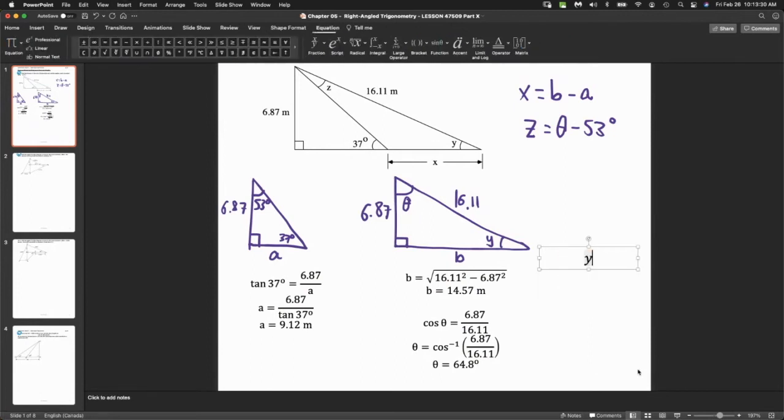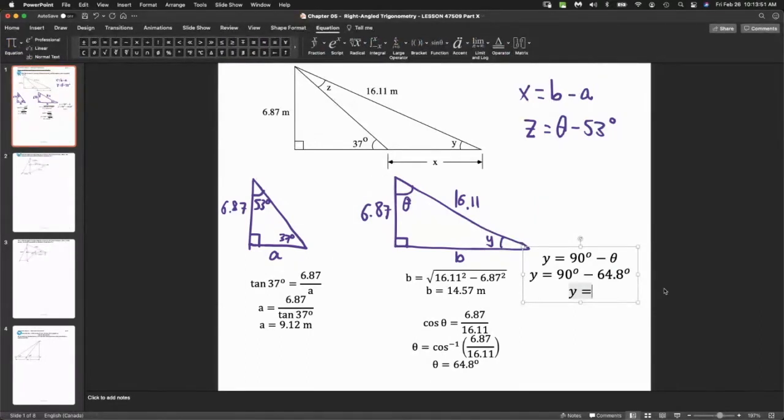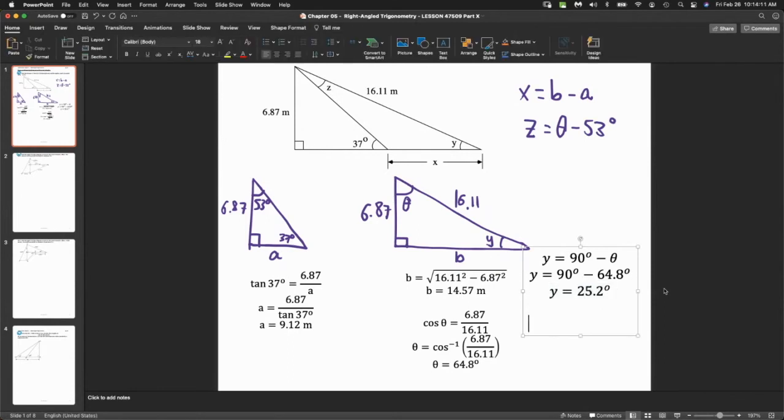So let's get y first. So y is equal to 90 minus theta. So that's y equals 90 minus 64.8 degrees. So y equals, anybody have y there? I didn't write y down on my answer. That's hilarious. 25.2. Can someone confirm? Everybody okay there? It's very quiet. Thank you, Shalon.